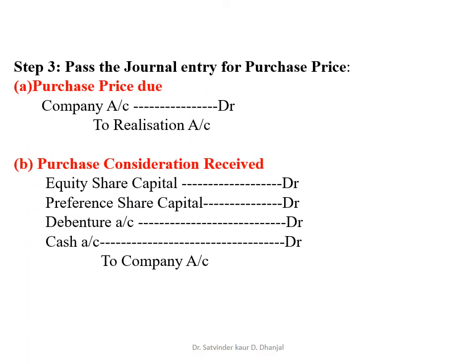Step 3 is passing the journal entry for purchase price. There are two journal entries. First one is purchase price due, and the second one is purchase consideration received, or you can say consideration received. The journal entry for purchase price due is company account debit to realization account. The second journal entry, for purchase consideration received, is equity share capital account debit, preference share capital account debit, debenture account debit, cash account debit to company account. So this is your step number 3, that is passing the journal entry for purchase price.